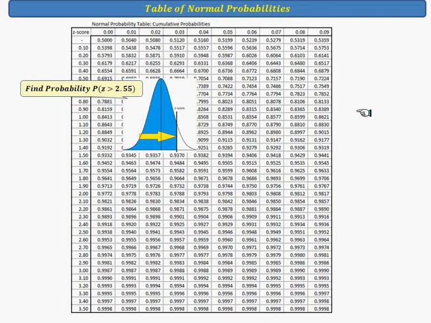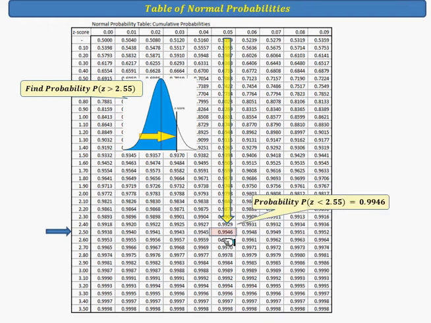Now if we want probability z greater than 2.55, again, we'll go down to 2.5, go over to the column 0.05, and come up with this number 0.9946, and the answer here, probability z is less than 2.55, is 99.46%, and the area to the right, of course, is 0.0054.